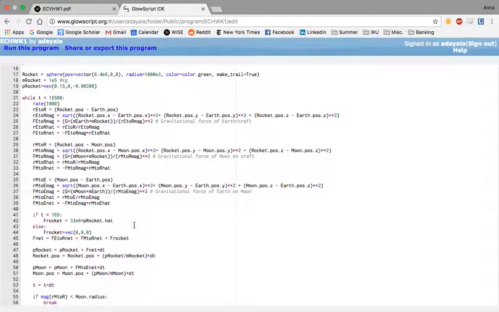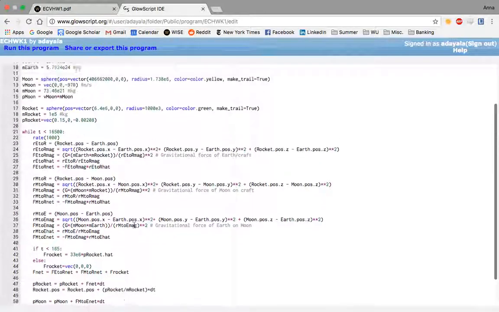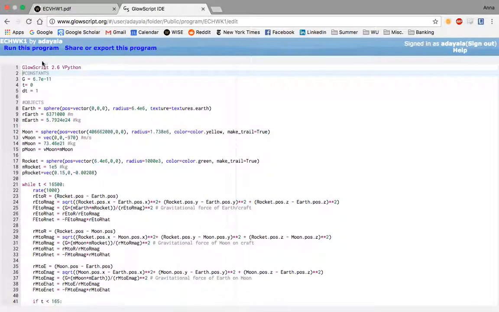And then to update both of them, I used the same method, in which the future position was equal to our initial position plus our momentum over mass times dt. And then after that, I updated my time, and then I put in an if statement so that as soon as the Moon and the rocket collide, my loop would break. So let's just see what that does, and hopefully it'll run.